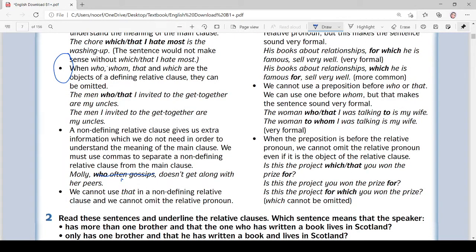Okay, and then this one. When who they can be omitted. This one dia boleh buang. Contohnya kan, the men are invited to get together. Who that ni kalau tak ada pun tak apa. Untuk defining.